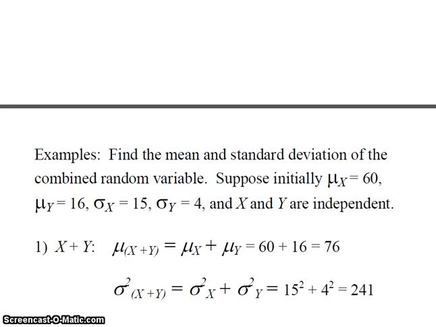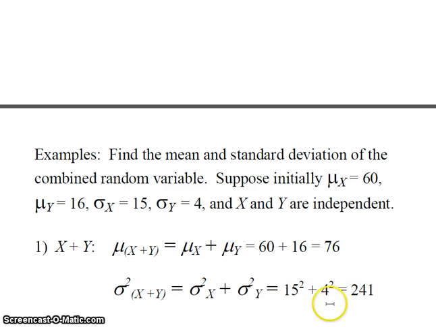Now here are some examples that show how this works. We're going to want to find the mean and the standard deviation of the combined random variables using these basic means and standard deviations, and assuming that x and y are independent. The mean of x plus y is the mean of x plus the mean of y, which is 60 plus 16, or 76. The variance of x plus y is the sum of the variances of x and y. So you're going to have to square that 15, and you're going to have to square that 4.